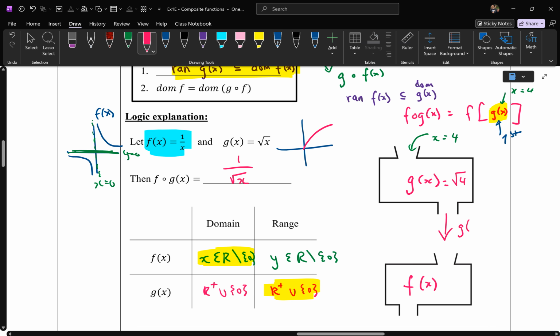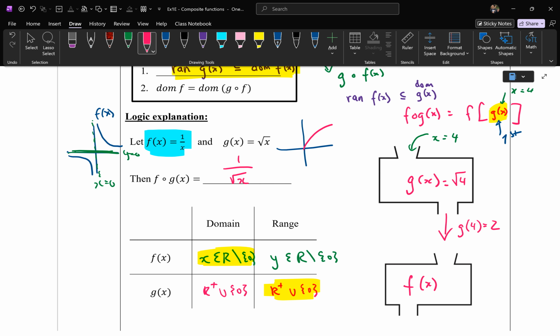So it spits out a 2. But remember, g of 4, isn't that the range? So this is the domain. That's the number that you put in. That's the domain. And then it spits out a y value, which is the range. This is why it's the range, the number that spits out of g of x needs to fit the domain of the second one, because now you're putting this range number into f of x. So again, this is now the domain.